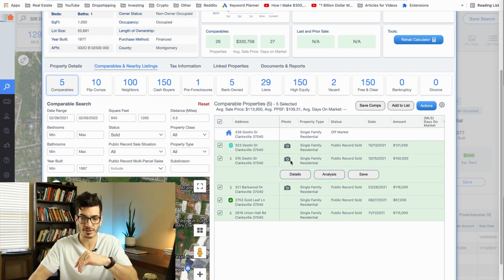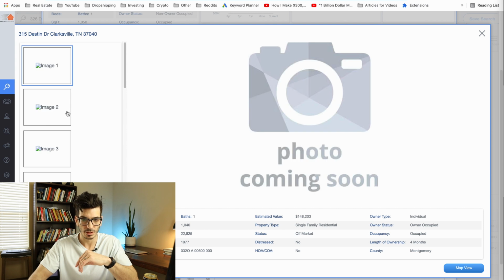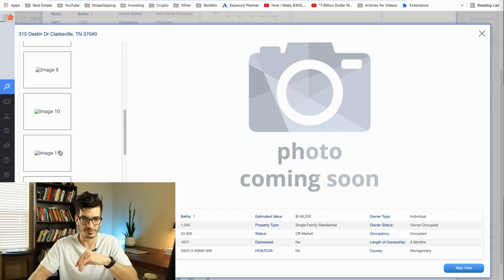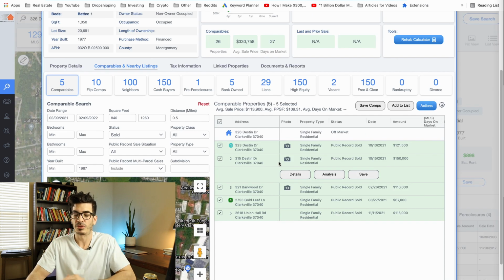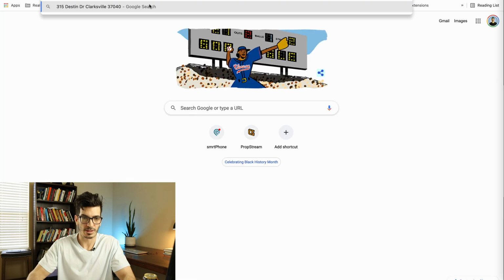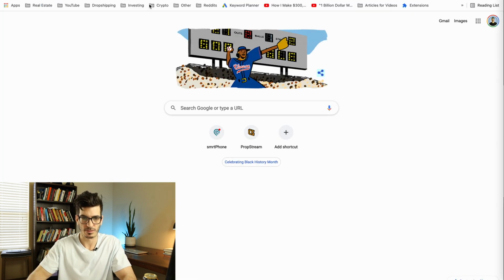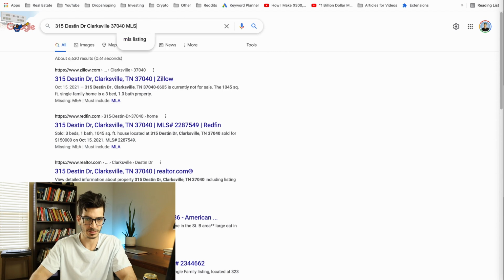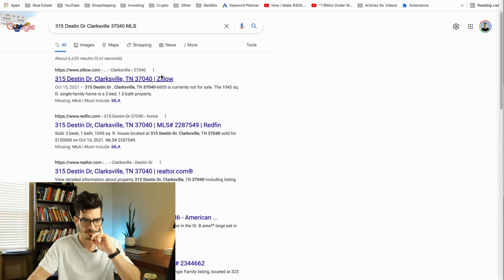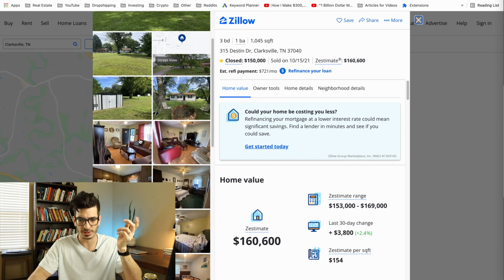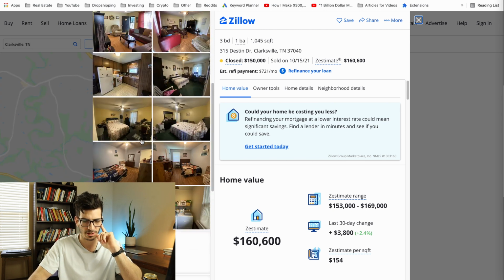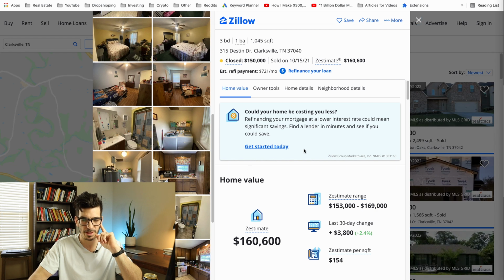This is a higher end. And of course, for this example, there's not going to be any photos, but it sold for $150,000. Let's maybe go to Google and type in MLS, or let's just try Zillow. October 15th. So here's what the inside of the house looked like, which is not bad.